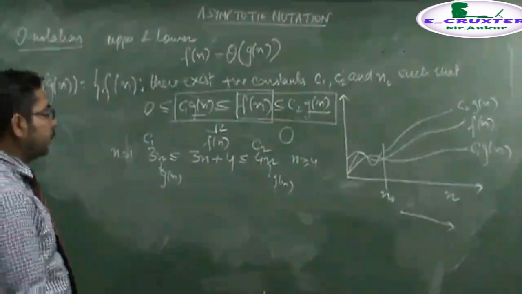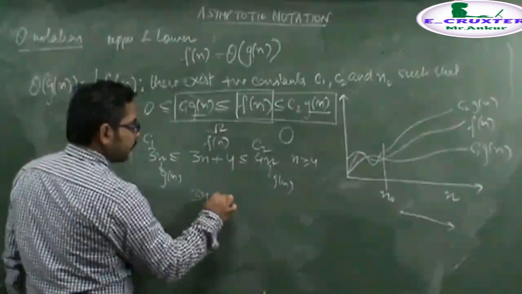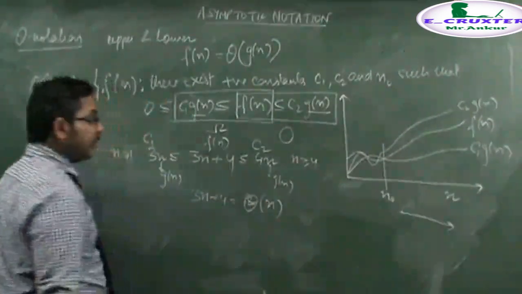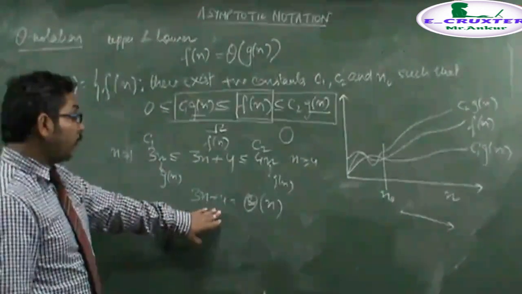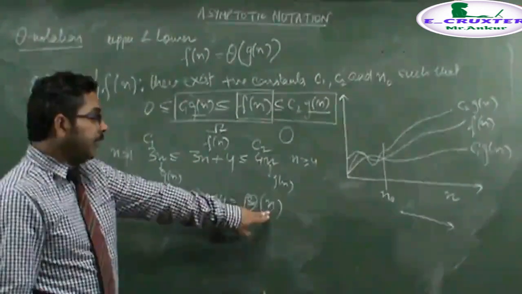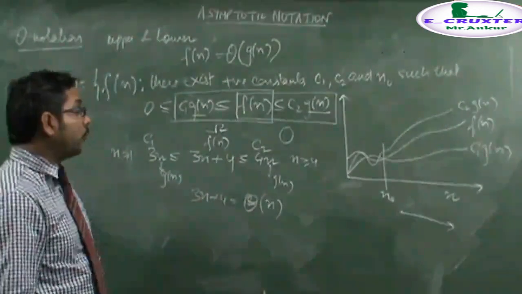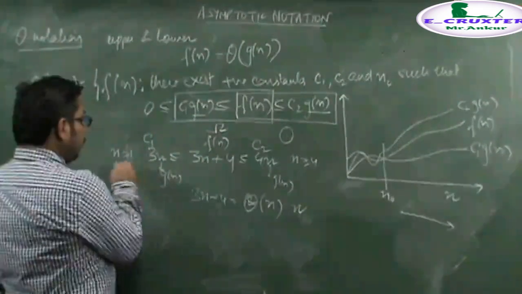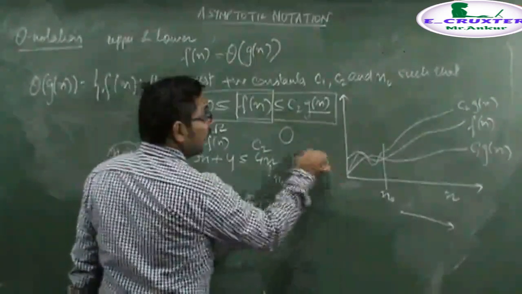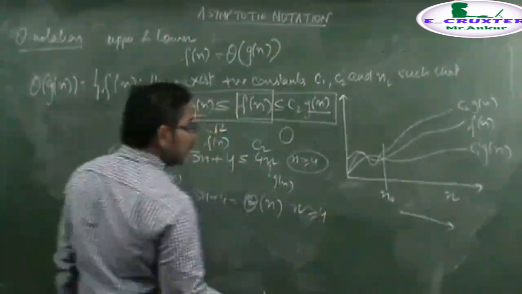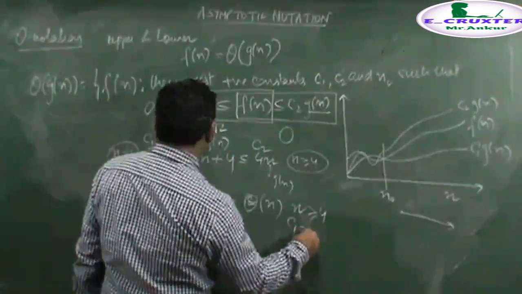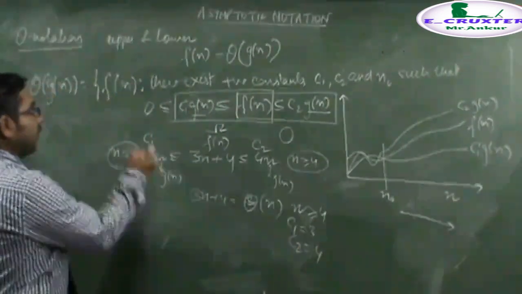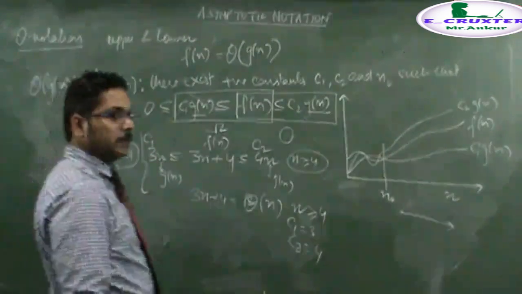Hence, for 3n plus 4, if I denote it by theta of n, then you can say that for 3n plus 4, a linear function is acting as an upper and lower bound for all input. Here it is 1 and here it is 1, then we take the maximum value, greater than or equal to 4, with constant C1 equal to 3 and constant C2 equal to 4. Hence we say that this satisfies the equation.